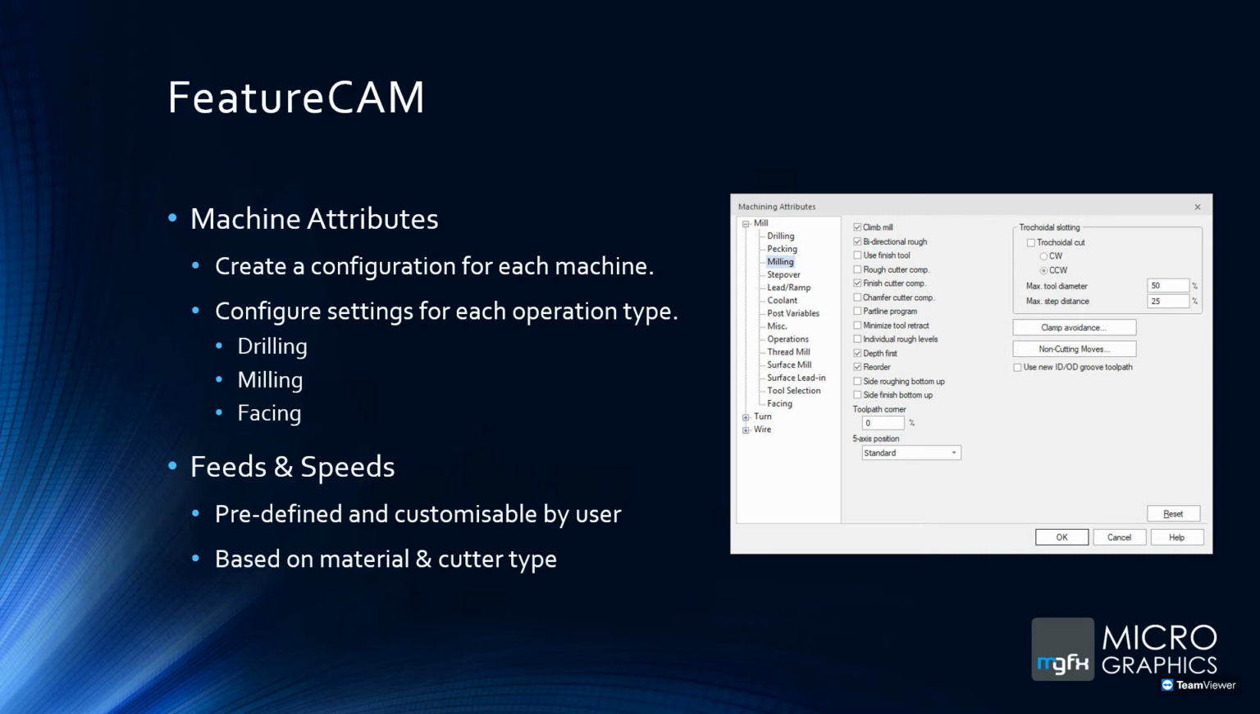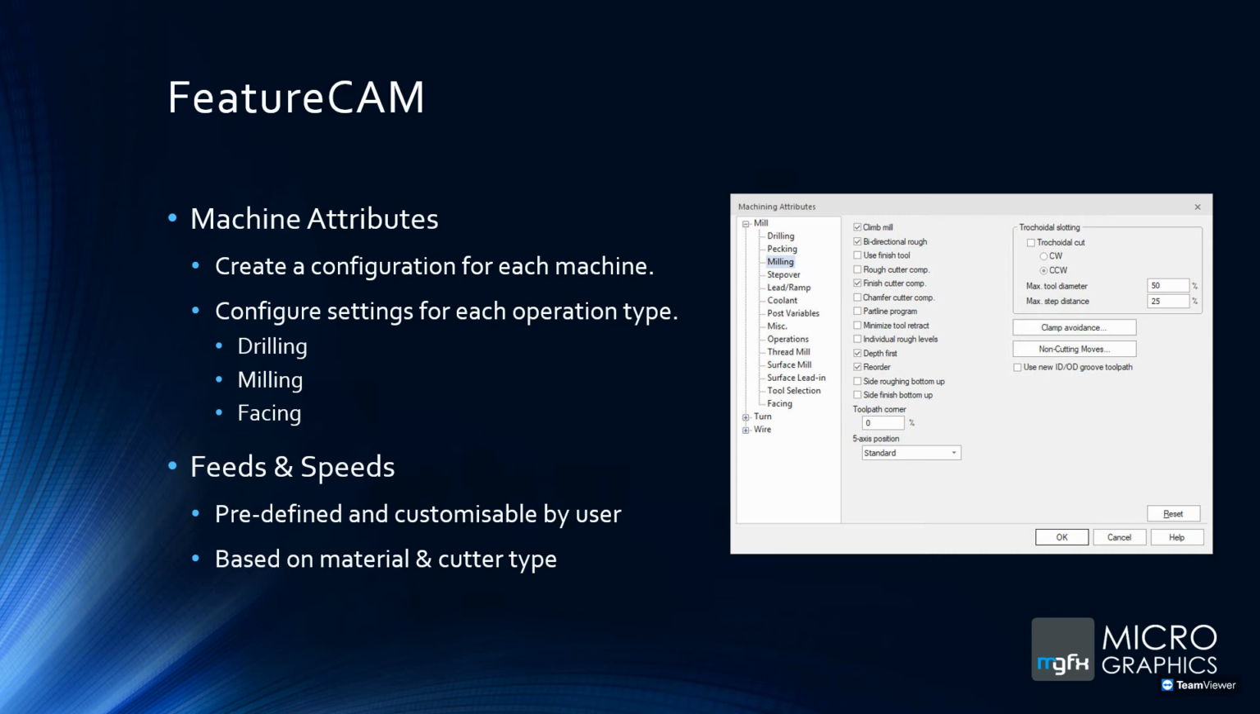We can see on the right-hand side an image showing the machine attributes. And I have the milling option selected. And on the right-hand side of that, we see that there are options to choose the milling type. You can use climb mill or conventional if you uncheck it. There is roughing cutter compensation, finish cutter compensation. You can go ahead and set those parameters for that machining attribute setup, and you can save this.